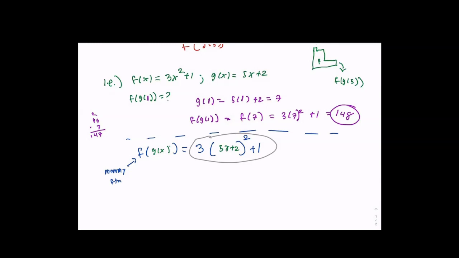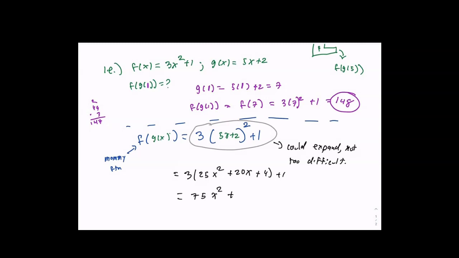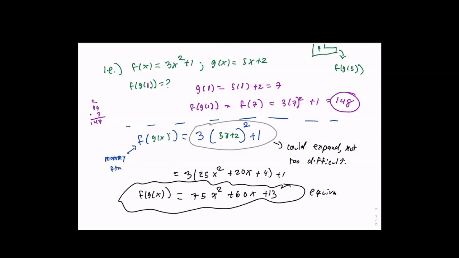Now, I want to note that we could expand. It is not too difficult. So it's not too difficult to expand this. So, if I were to, I would get like 3 times 25x squared plus 20x plus 4, all that times 1, which gives me 75x squared plus 60x plus 13. And this is equivalent, okay? That is equivalent to this.